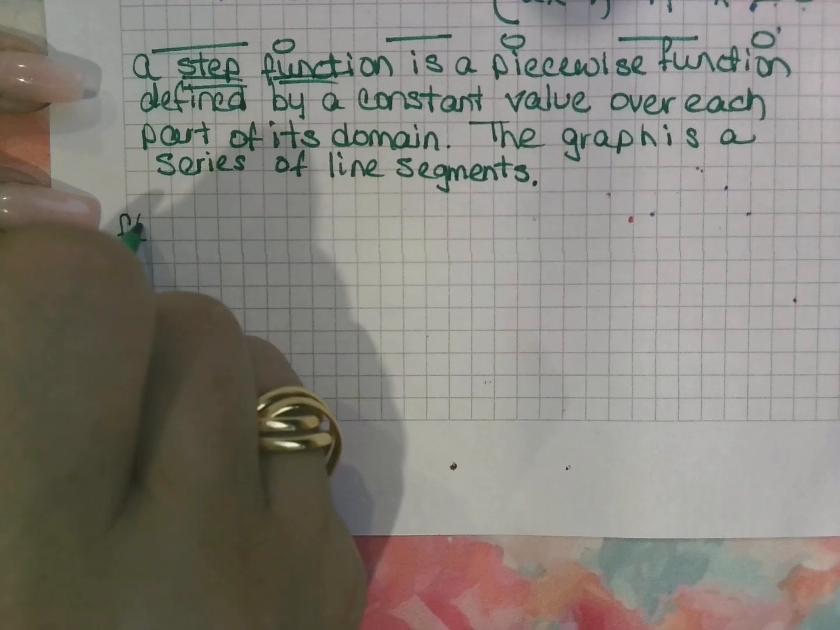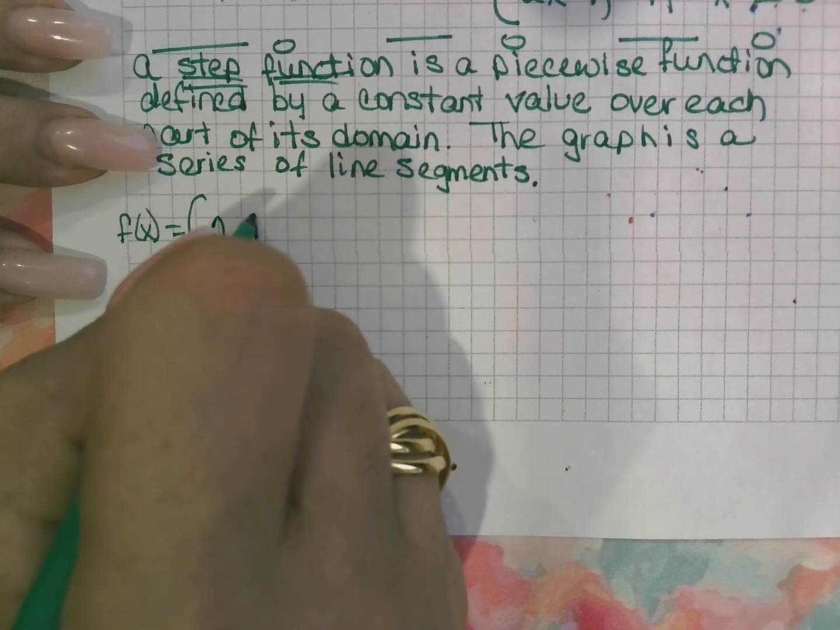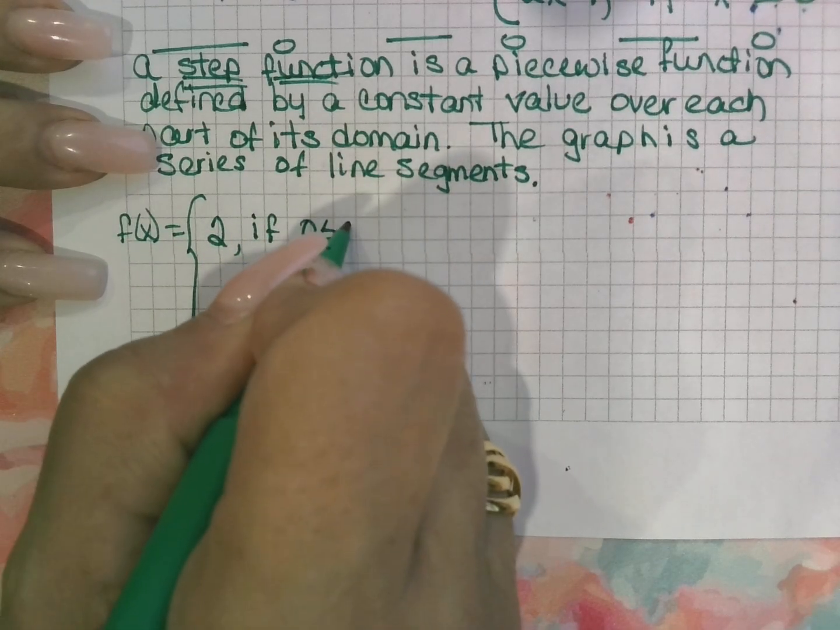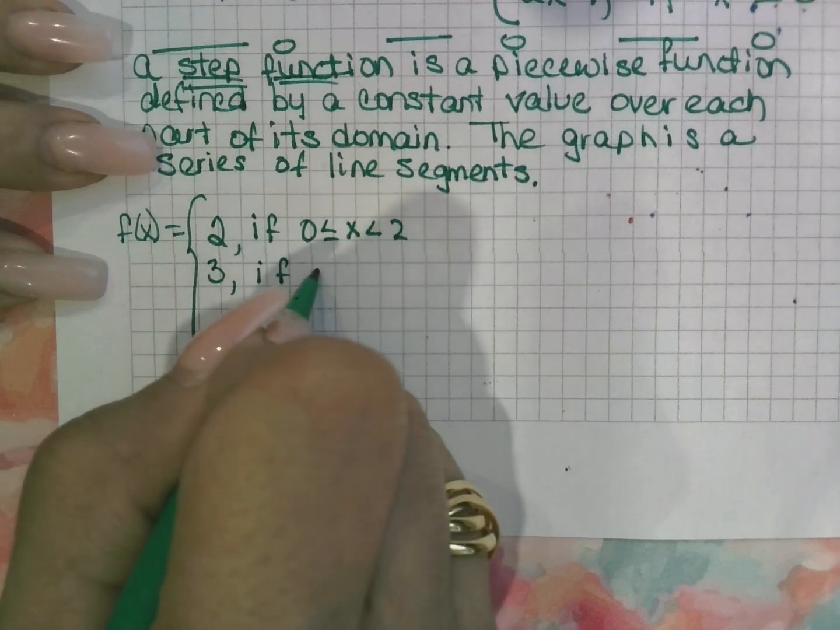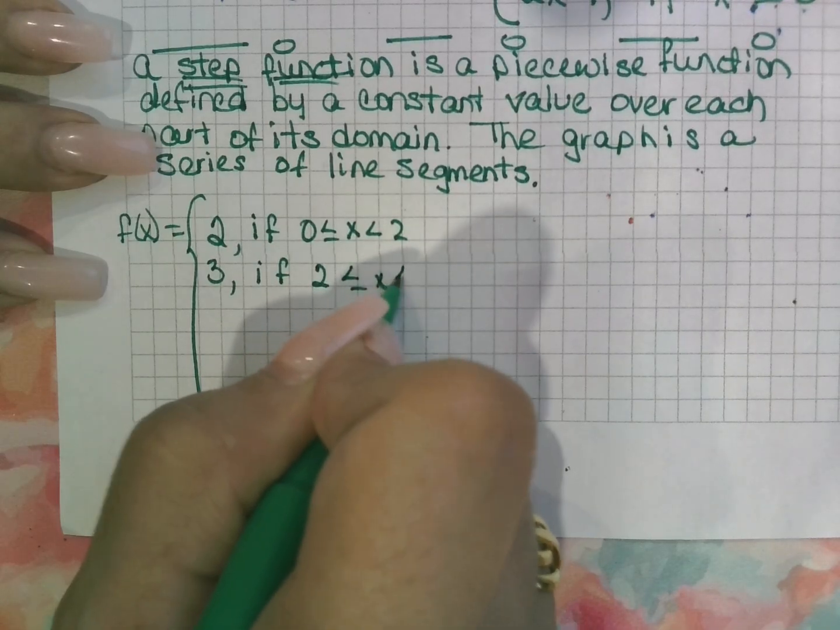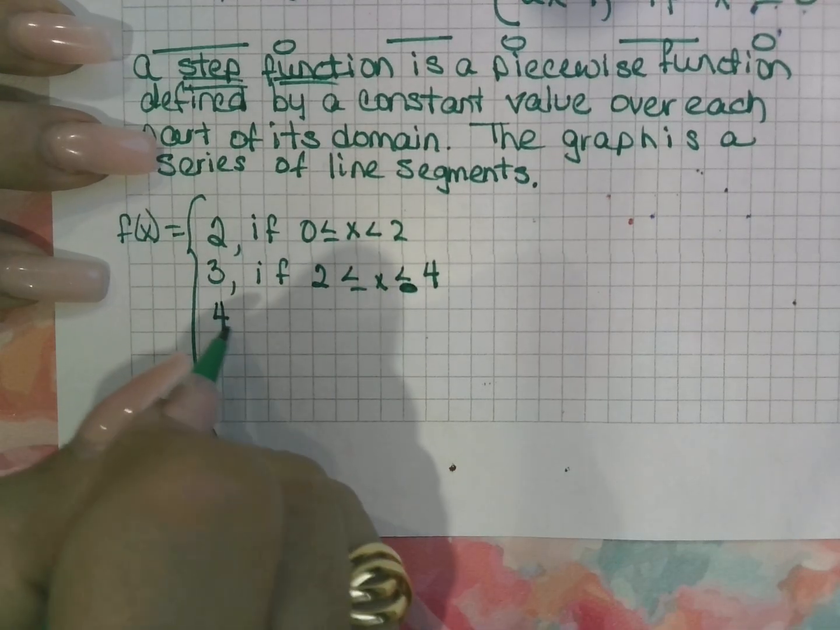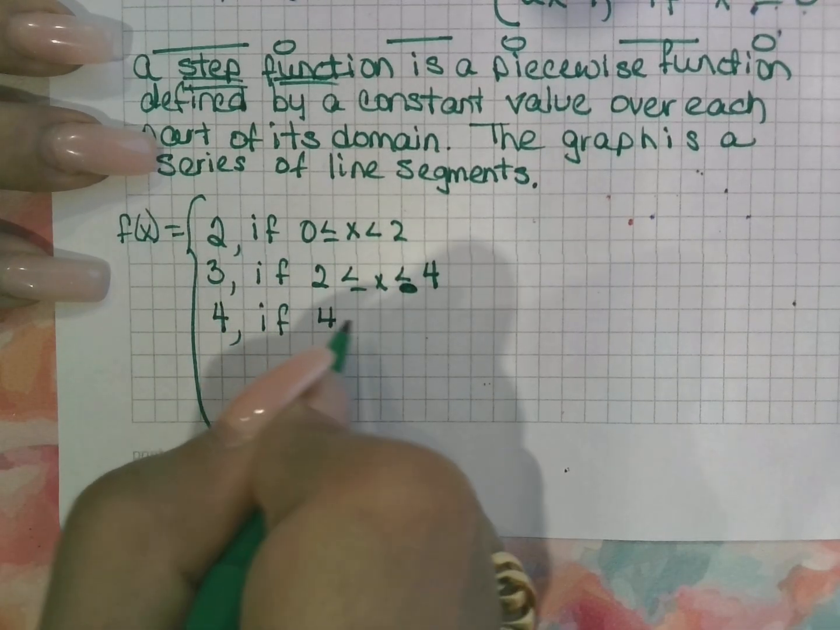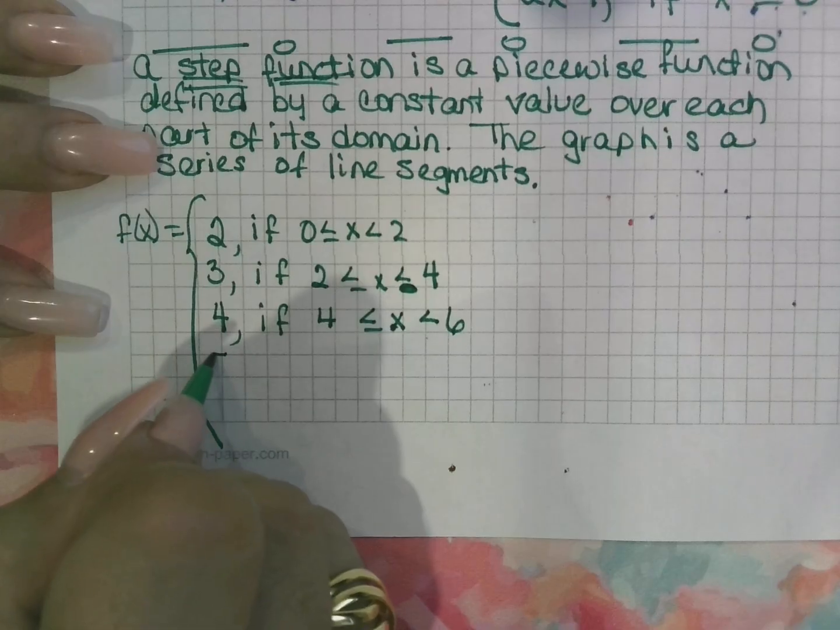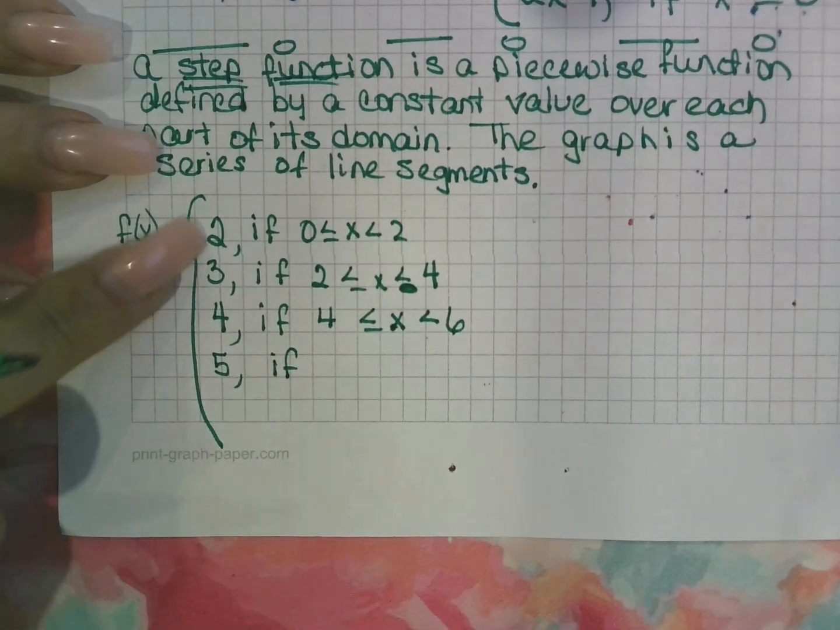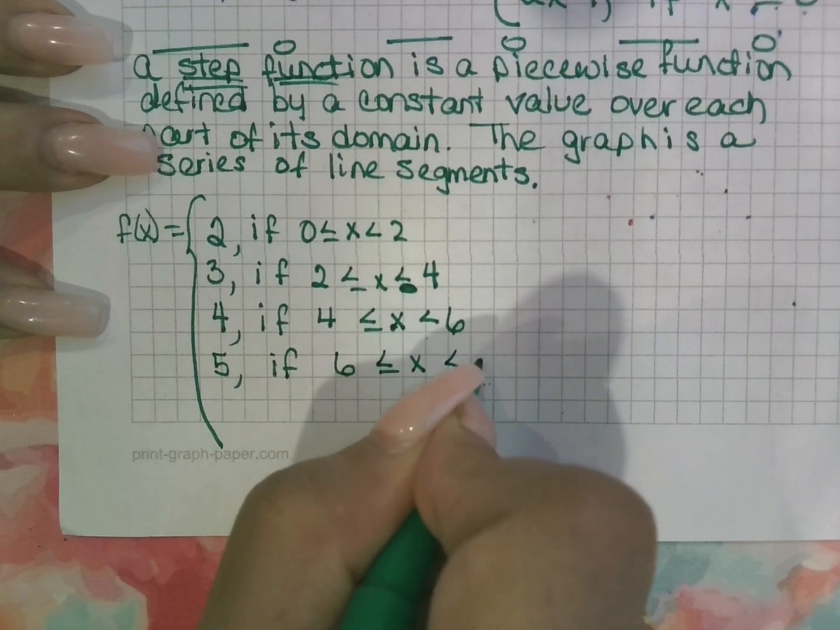Here is a typical one. F of x equals 2 if 0 is less than or equal to x less than 2. It's going to be 3 if 2 is less than or equal to x less than 4. It's going to be 4 if 4 is less than or equal to x less than 6. It's going to be 5 if, notice it's going to be a constant value, if 6 is less than or equal to x less than 8.